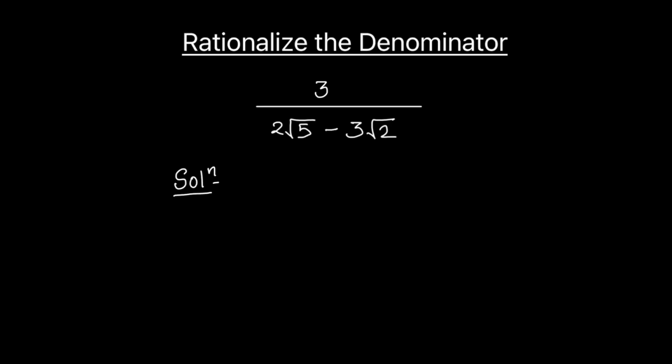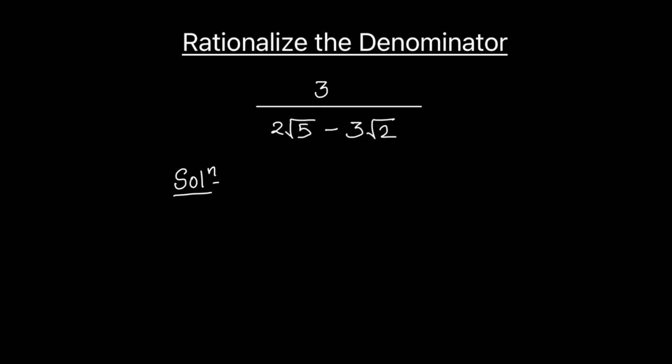Hello students, in this video we are going to learn how to rationalize the denominator of an expression, and the expression is 3 over 2 root 5 minus 3 root 2. So here in the denominator we have two square root or root signs. We need to remove the root signs to rationalize the denominator. So for rationalization we remove the root sign from the denominator.